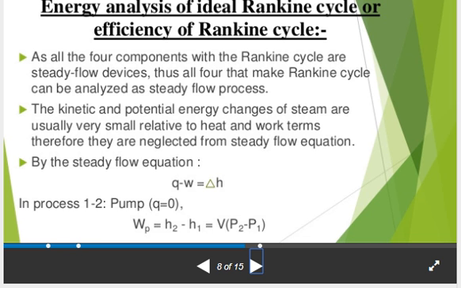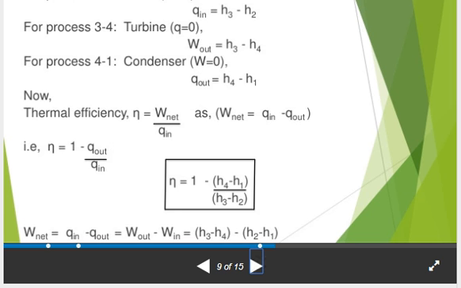By the steady flow equation, Q minus W equals delta H. In process 1 to 2, the pump, Q equals 0, so W pump equals H2 minus H1, equal to v (P2 minus P1). Then for process 2 to 3, the boiler, W is 0, and the heat is entering: Q in equals H3 minus H2. Then process 3 to 4, the turbine, again Q is 0, and W out equals H3 minus H4.